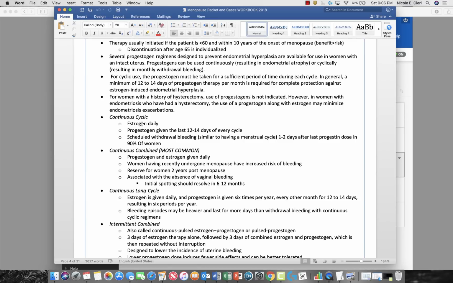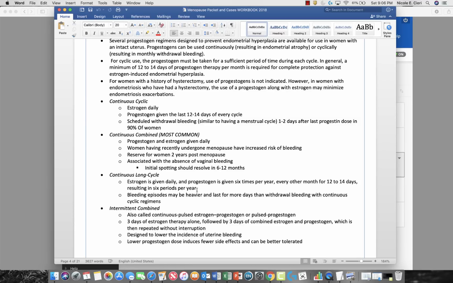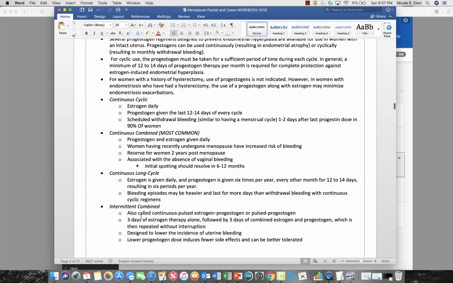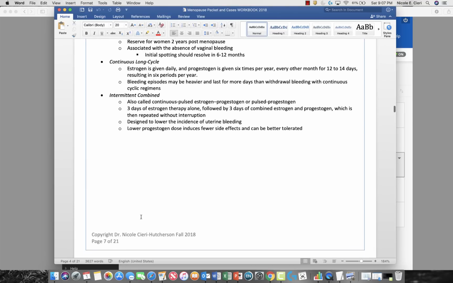Continuous cyclic, a lot of combination products come as continuous cyclic products as well, and this is when the estrogen or progestin is given for the last 12 to 14 days of the cycle, and this creates a withdrawal bleed that occurs in 90% of women. So they'll have something that appears to be like a period every month. Most women would prefer not to have that because they feel like, I'm in menopause, I shouldn't have to deal with having a period again. So most accepted regimen would be continuous combined. There's also a long cycle that does every other month, and then an intermittent combined or a pulsed regimen, but those are less common.